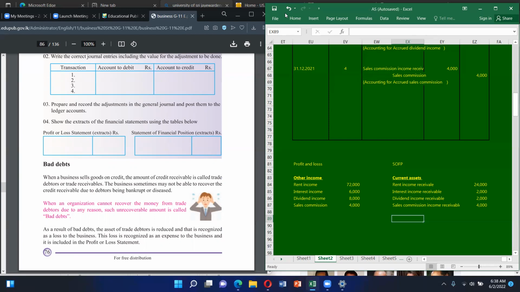Okay, this is the debt which cannot be recovered. This is the debt which cannot be recovered with 100% certainty.